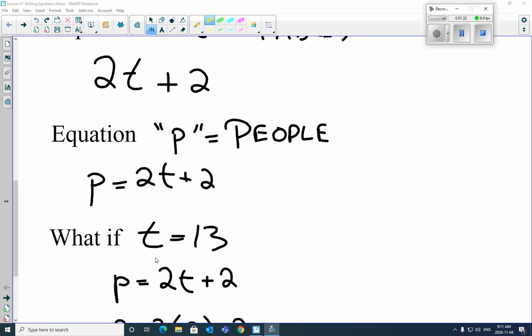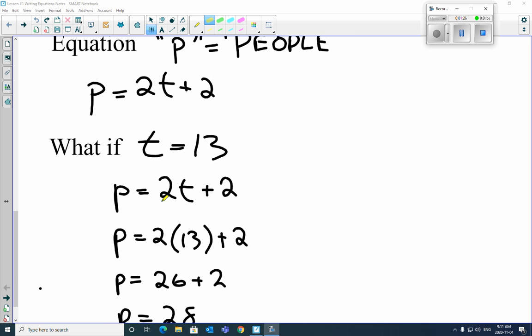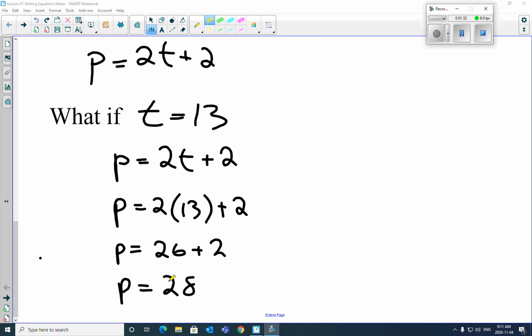So if we had 13 tables, we could figure this out, right? There's the equation. We replace the t with 13, right? We substitute it in. 2 times 13 is 26, and then plus 2 is 28. So we could figure that out. If you're working for a restaurant and you had a big party coming in, you can figure out exactly how many tables you had to put together to seat the party.